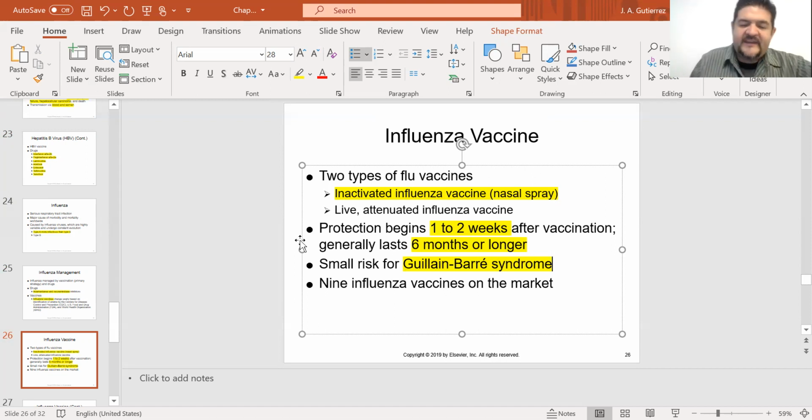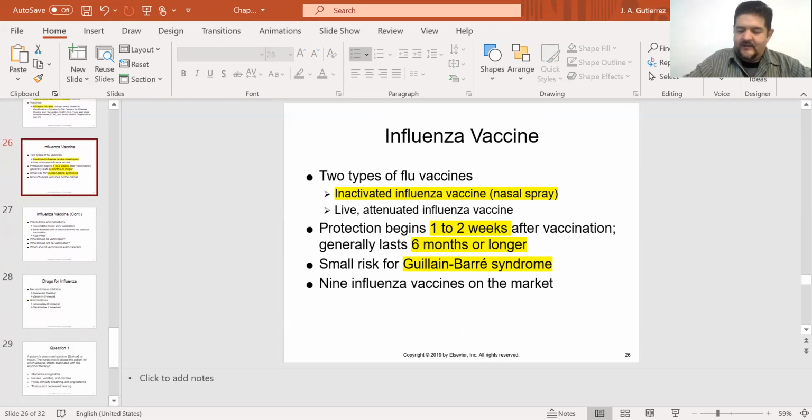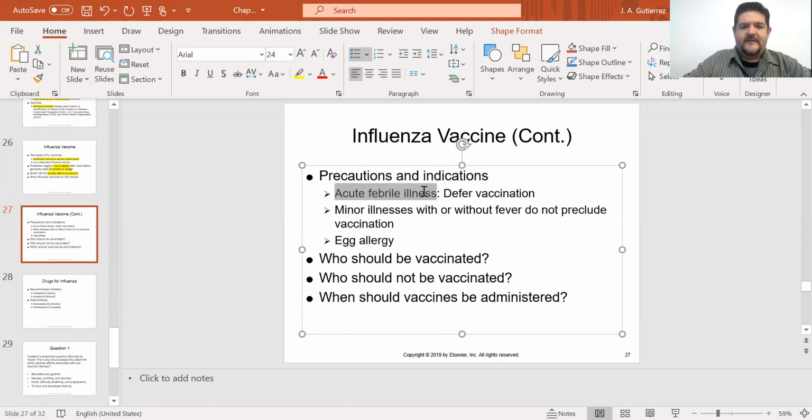So Guillain-Barré is not exclusive of the flu vaccine. Guillain-Barré can be seen after any type of viral infection. So don't make the connection that flu vaccine equals Guillain-Barré. Any viral infection may produce Guillain-Barré. Regarding the flu vaccine, make sure that the patient doesn't have fever. If that's the case, we tell the patient we cannot provide the vaccine to you. Please return 2 days after your last day of having fever.